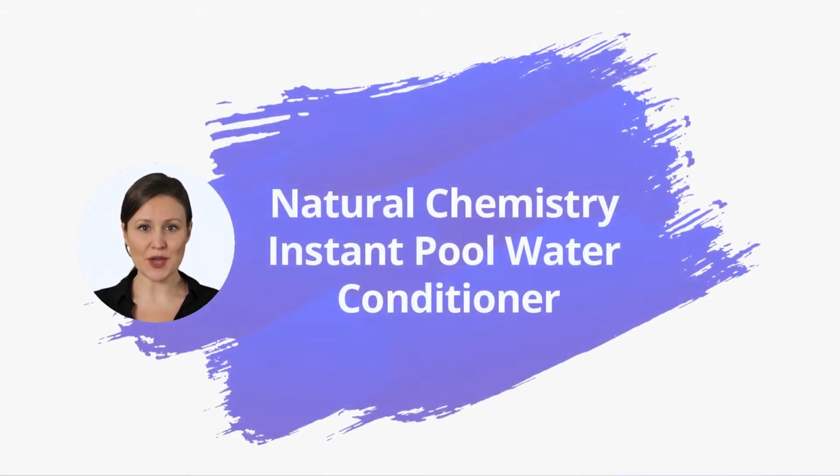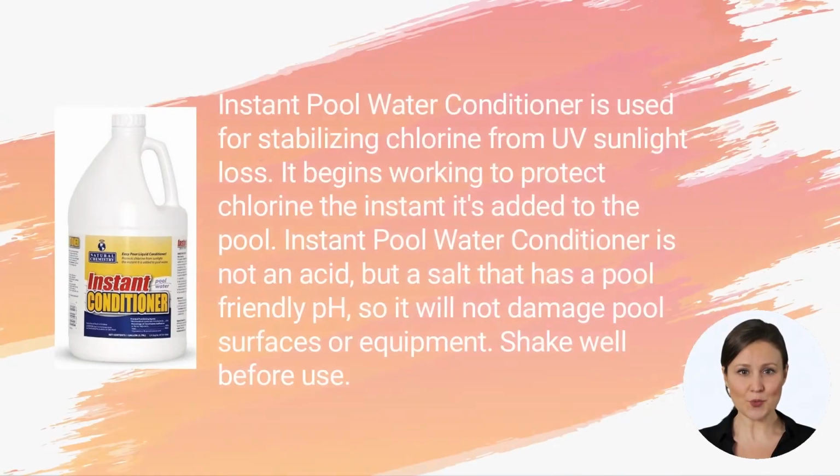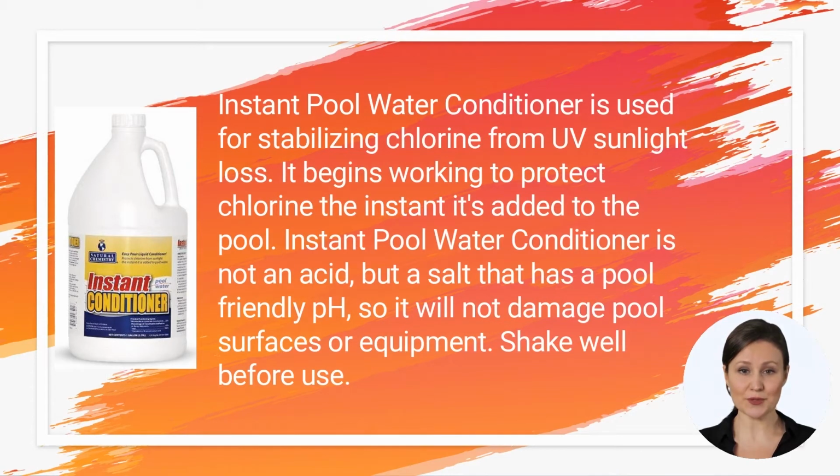How to use water conditioner. In this video, we will use the example of natural chemistry instant pool water conditioner. Instant pool water conditioner is used for stabilizing chlorine from UV sunlight loss. It begins working to protect chlorine the instant it's added to the pool.